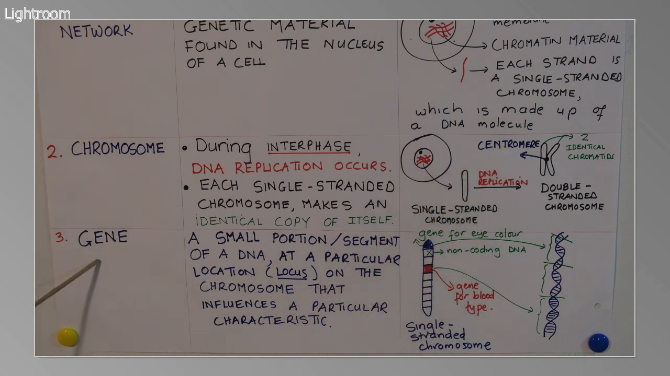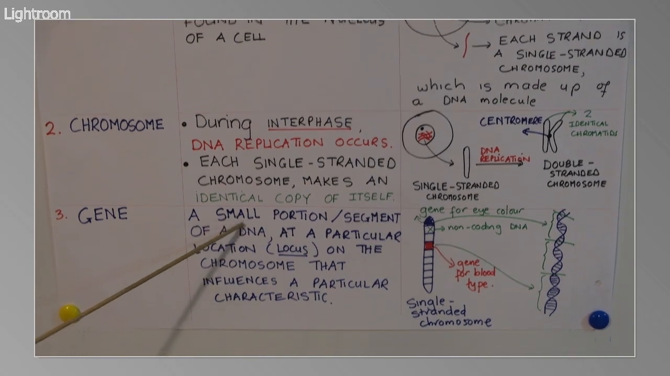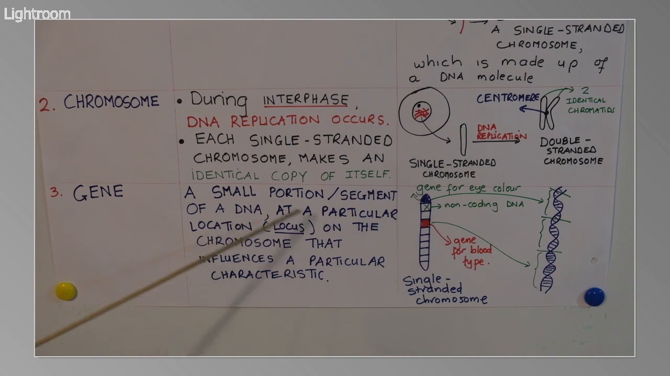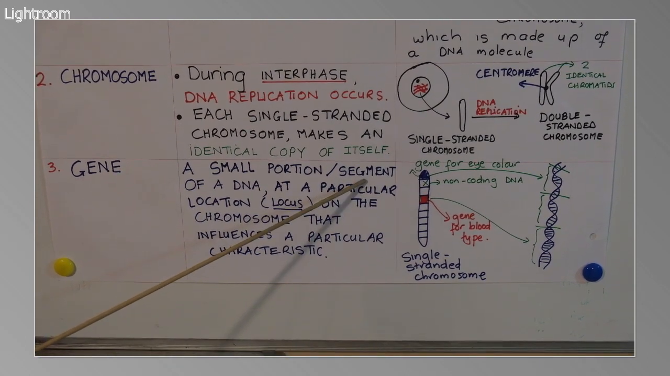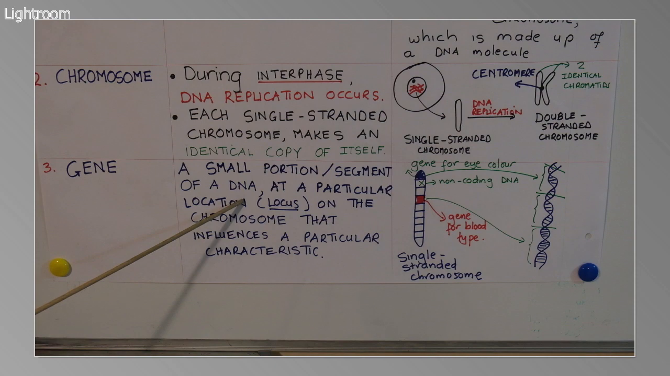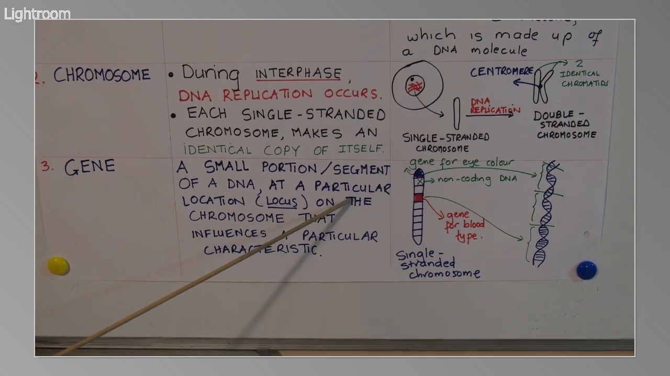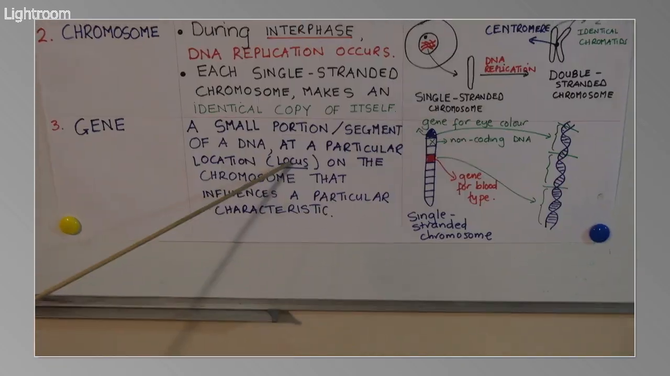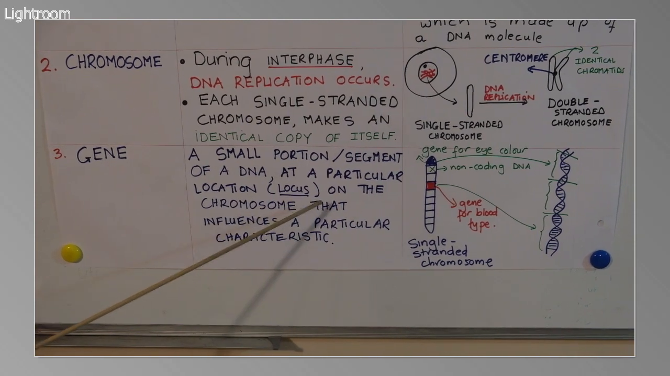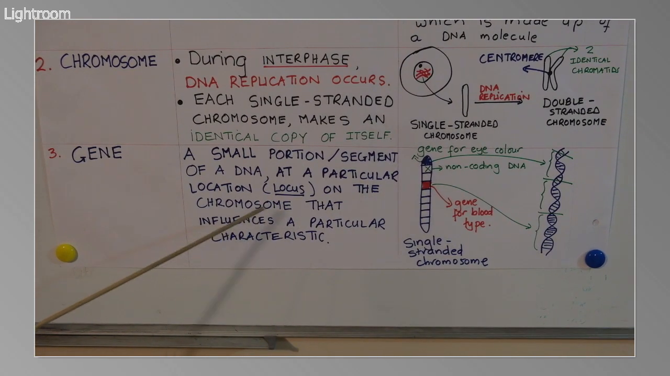The next concept I want to discuss is a gene. What is a gene? A gene is a small portion or segment or particular length of a DNA which is found at a particular location, which we refer to as a locus, on a chromosome. And this portion of DNA influences or codes for or controls a particular characteristic.